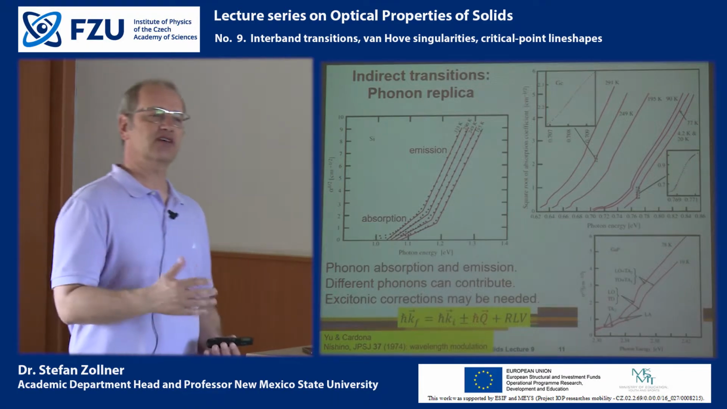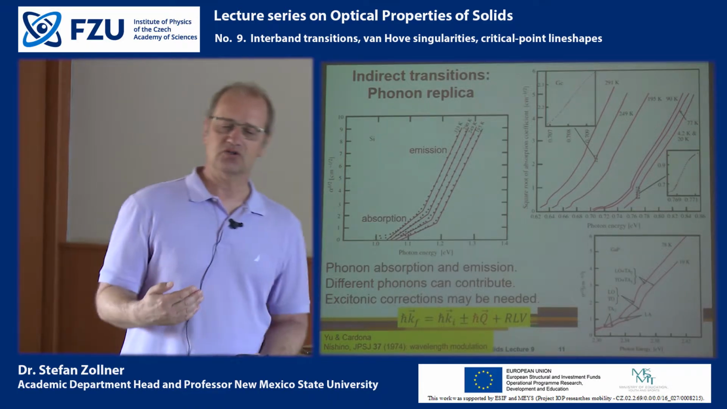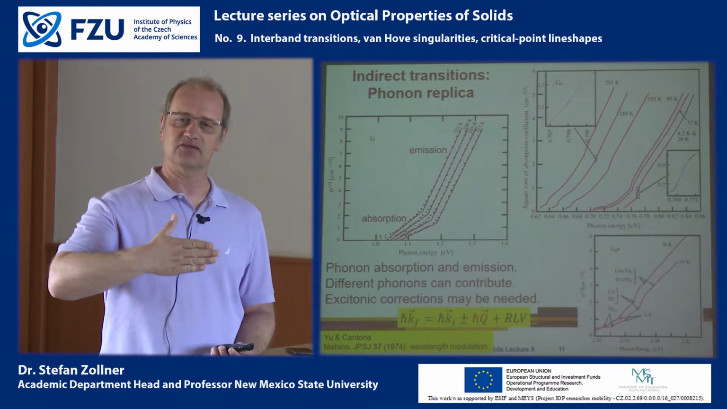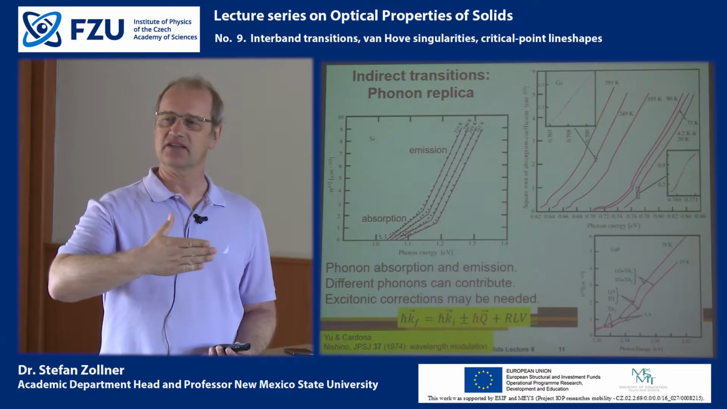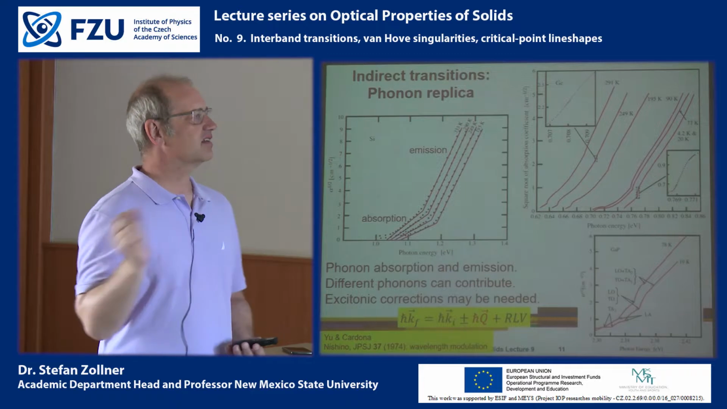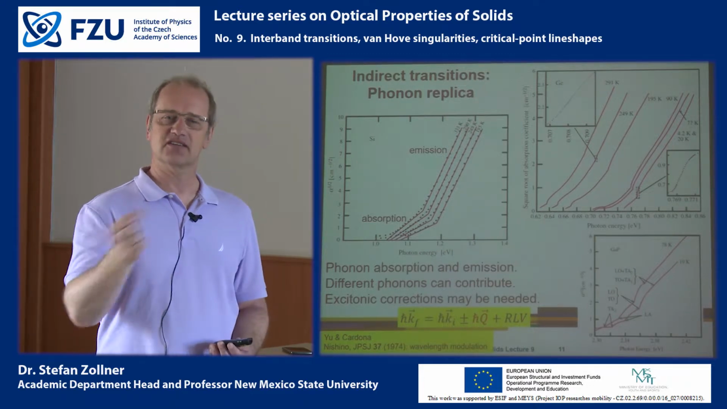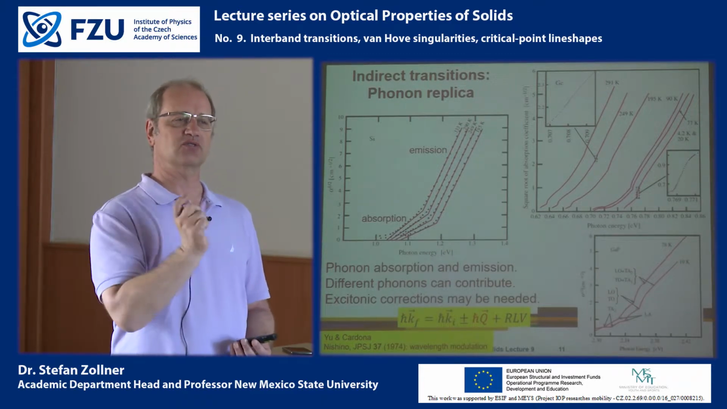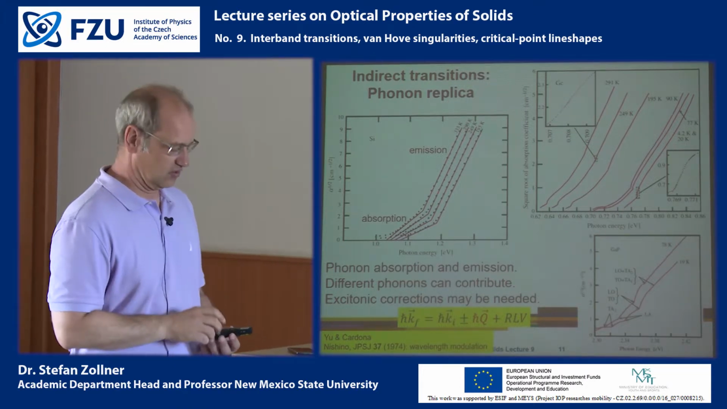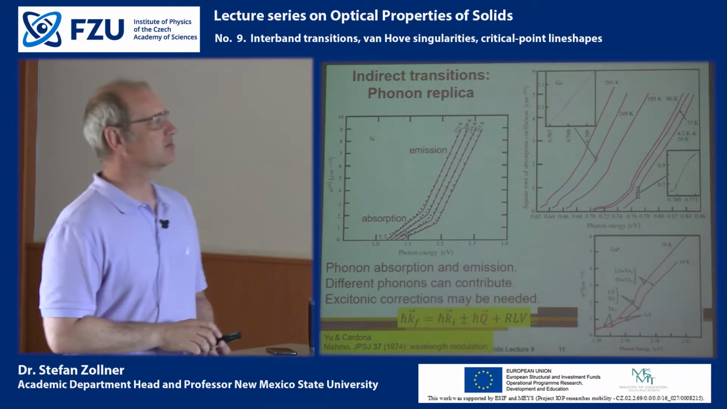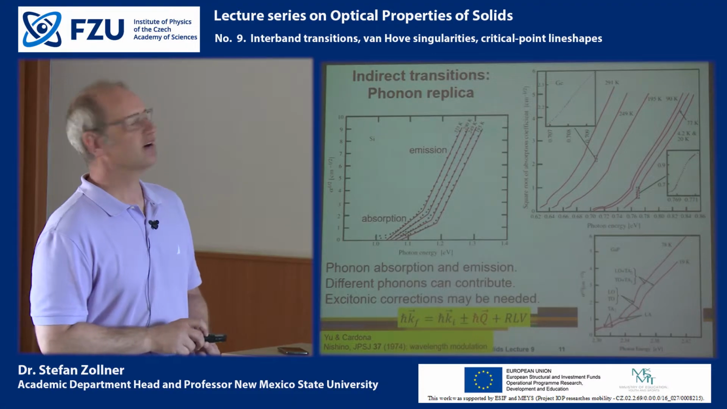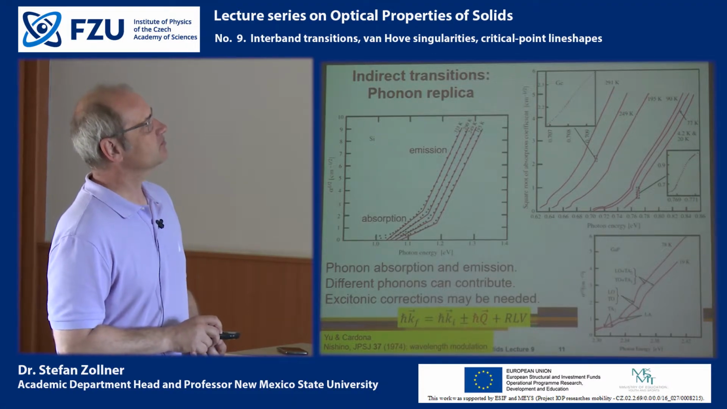To measure wavelength modulation, what one could do, for example, is that one has a grating, and the grating is wiggled, and the grating turns a little bit, and then the lock-in amplifier, which detects the signal, is set to the frequency with which this grating is wiggled, and therefore one can measure the derivative of the absorption coefficient with respect to photon energy.